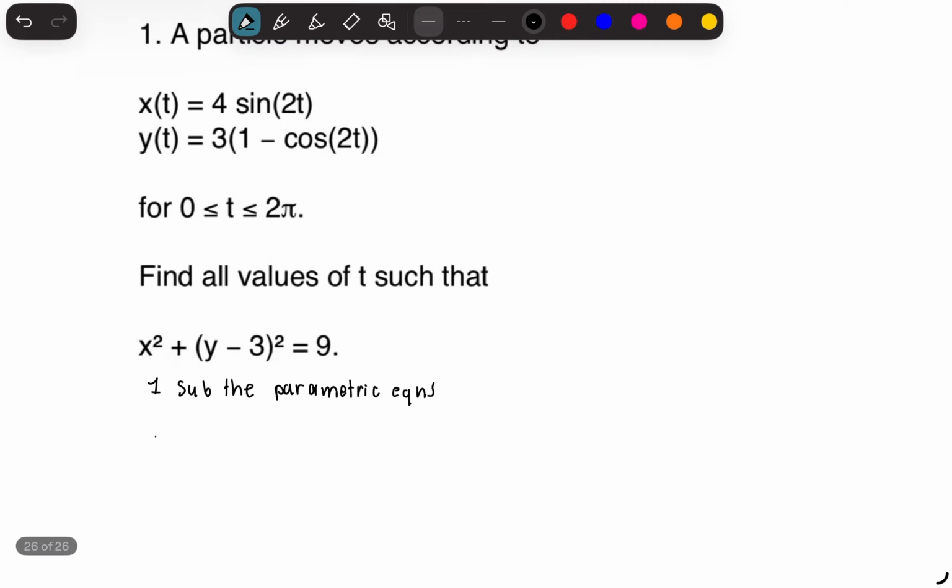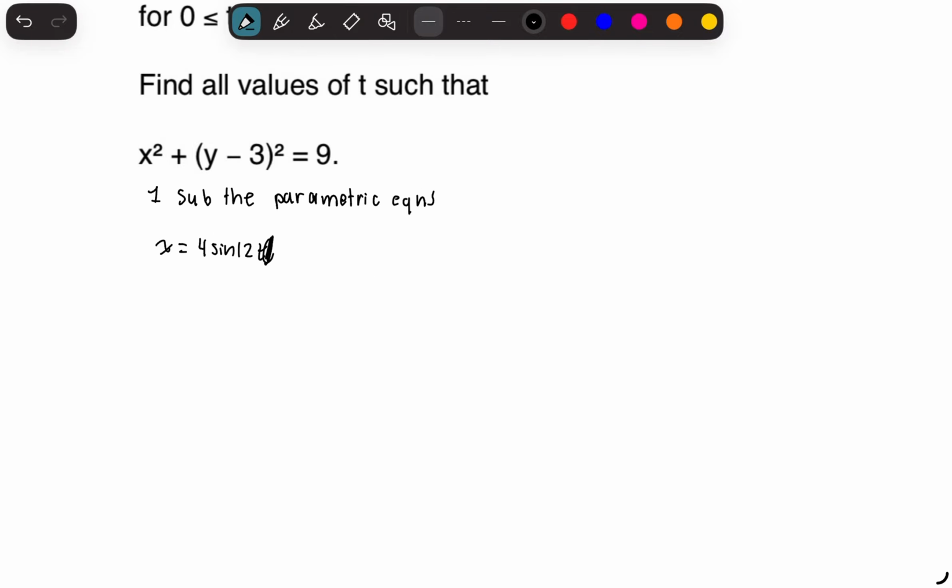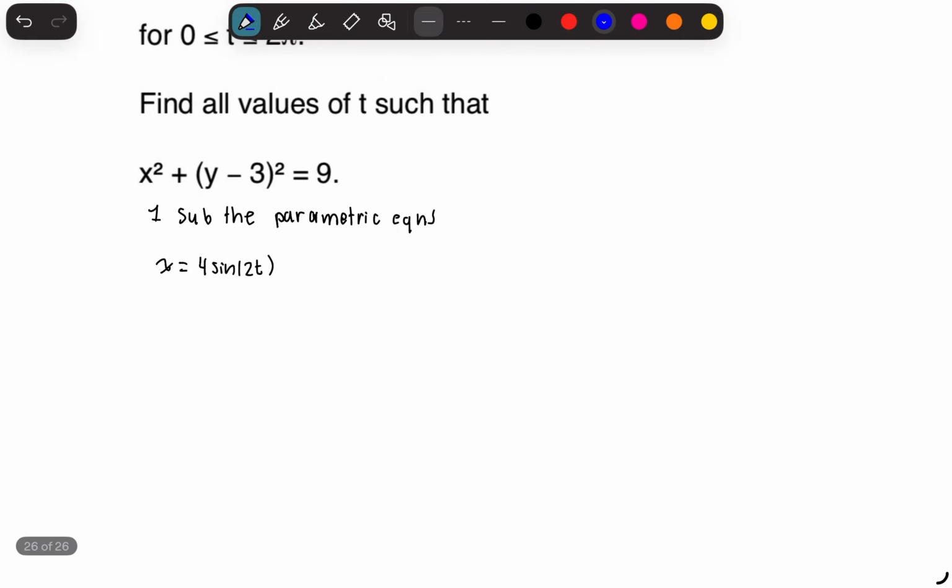So we know that x is equal to 4 sine 2t. So what we want to do is we want to get it to mimic something that is inside of here. We want to get that x squared, and we can best do this by taking our entire expression and squaring both sides, giving us x squared is equal to 16 sine squared 2t.